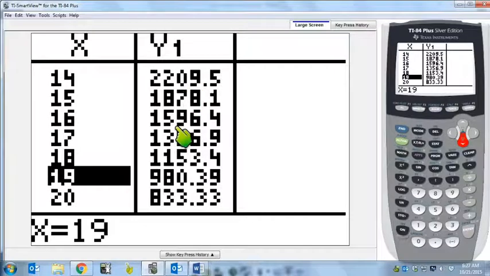So here's all my values. When does it break 1,000? Right there. The 19th year after 2008. So that's how we can answer this question. Enter the function and look at the table. We didn't look at the graph yet, but you can look at the table of values. This is actually year 2027. Chords really hold their value, I'm telling you.